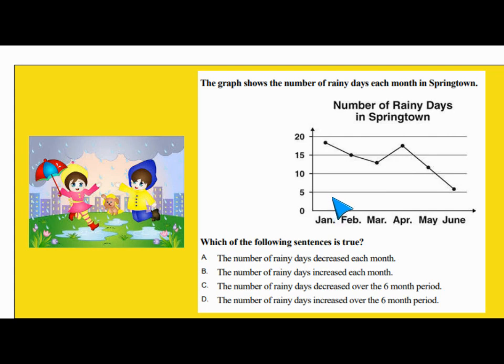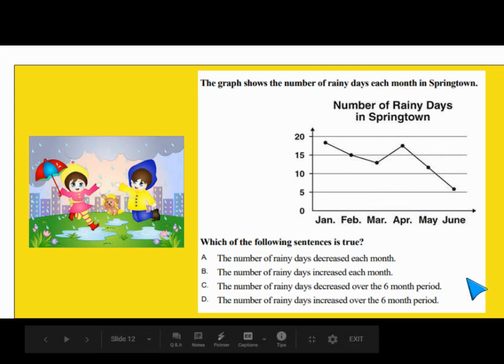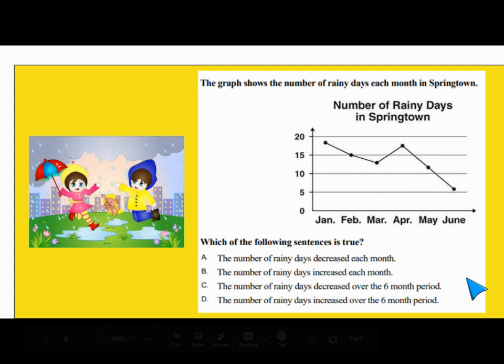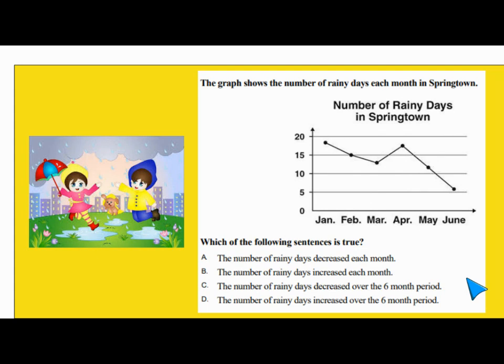Our graph would be starting down here and ending up here. And yeah, we might have had a dip in rain between a 2-month period, but the overall would be an increase. So this answer would be C. And this is where you're having to interpret the overall trend.